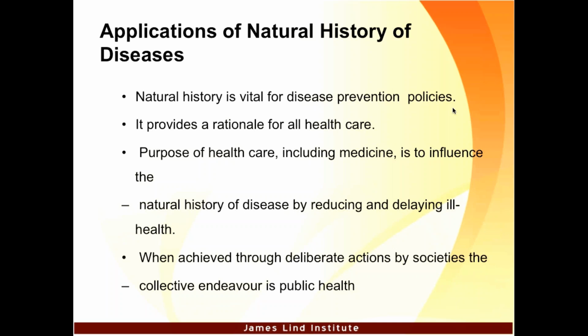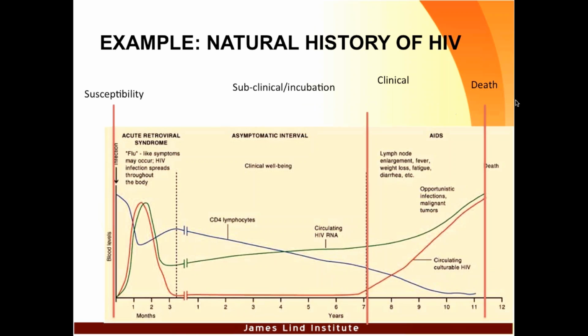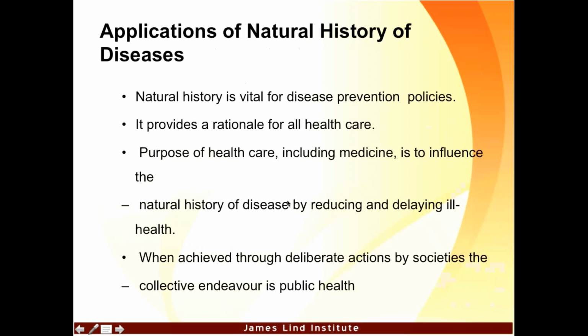The purpose of healthcare, including medicine, is of course to influence the natural history of disease by reducing and delaying ill health. So as I showed you in the last example, with HIV, the natural history really gives somebody approximately 11 years. But now with treatment, you can see that we've had a major impact in both reducing and delaying ill health. And when achieved through the deliberate actions by societies, this collective endeavor of trying to delay and reduce ill health through prevention, we call this endeavor public health.